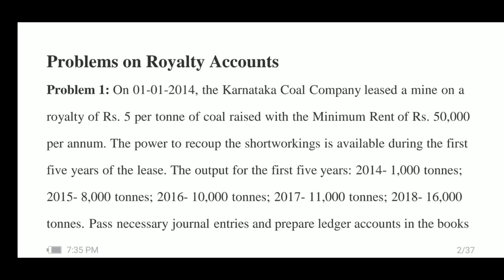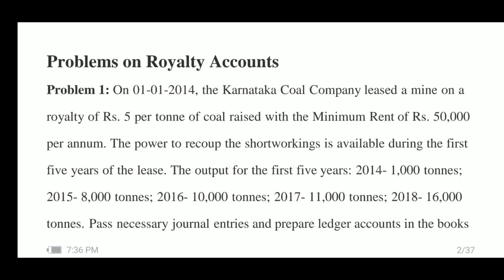See here, the name of the lessee is given. Karnataka Coal Company is the lessee. The name of the lessor is not given, of course. While recording the journal entries, wherever we debit or credit the lessee, we have to use Karnataka Coal Company. Wherever lessor is to be used, we have to use lessor only, since name is not given.